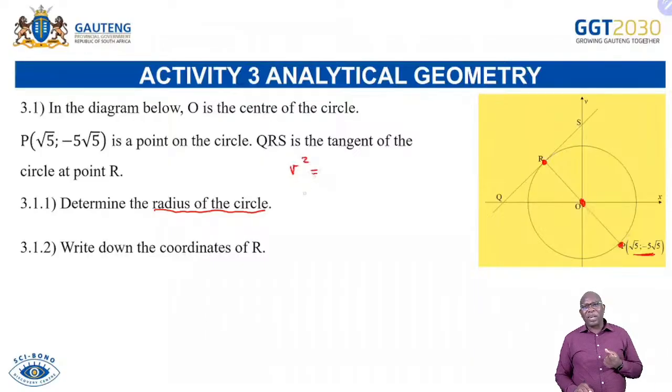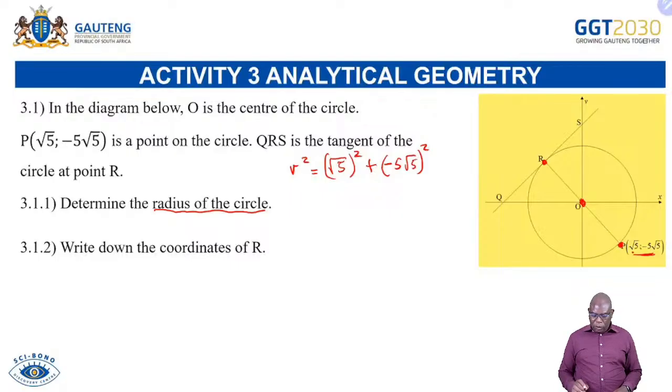Remember, radius squared is the same as getting the distance. I can say 0 minus that x value squared and 0 minus that y value squared. But if I subtract a number from 0, I get that number. So the easier way is to say square root of 5 squared plus -5 root 5 squared, because it will be 0 minus that and 0 minus the other value, so I'll still get that value. Now if I use my calculator, I'll get 130.